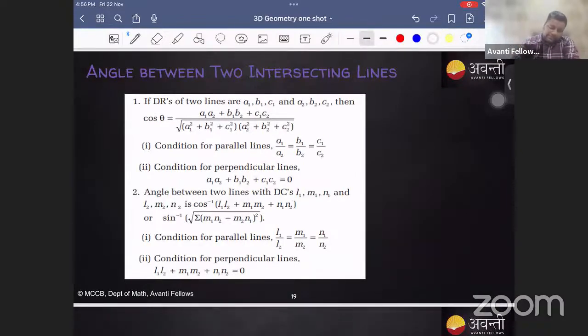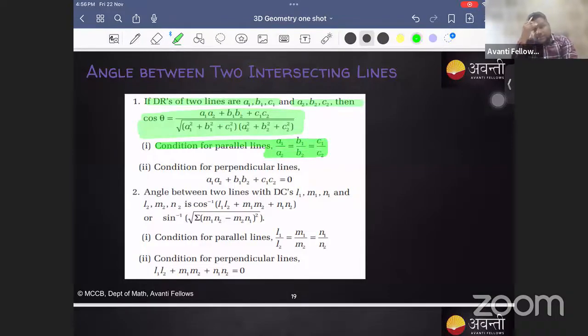Now, see, if the direction ratios of two lines are A1, B1, C1 and A2, B2, C2, then the angle between them is very much clear. We have already covered it. cos theta equals (A1A2 plus B1B2 plus C1C2) upon under root of (A1 square plus B1 square plus C1 square) into under root of (A2 square plus B2 square plus C2 square). The condition for lines to be parallel is A1 upon A2 equals B1 upon B2 equals C1 upon C2. The condition for lines to be perpendicular is that cos theta goes 0, that means A1A2 plus B1B2 plus C1C2 is 0. Am I clear?